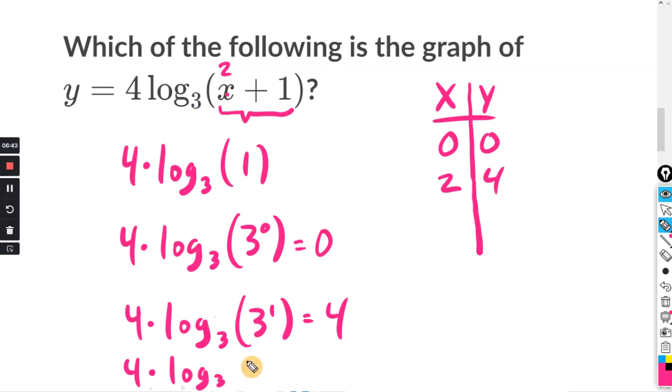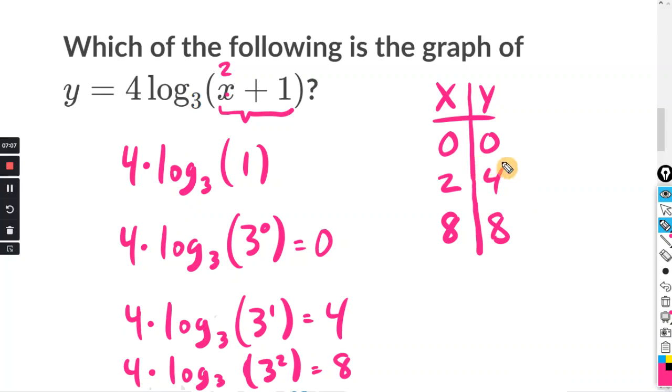Let's do 3 squared for the final value. Okay, 3 squared. Log base 3 of 3 squared is 2, times 4 is 8. Okay, but 3 squared is 9. What would make this value equal to 9? Well, that would be x equals 8. So at x equals 8, the function equals 8.